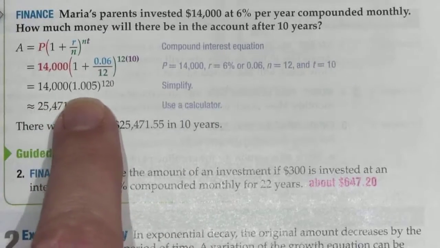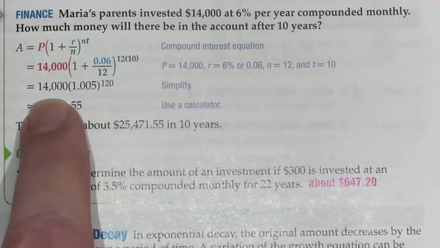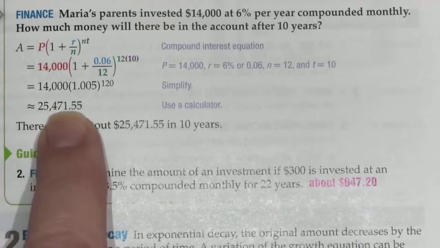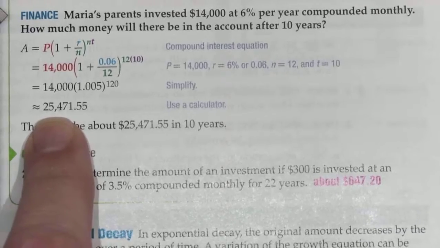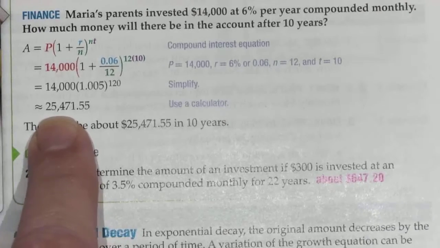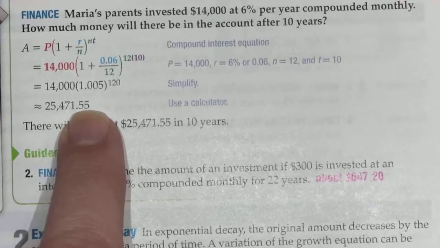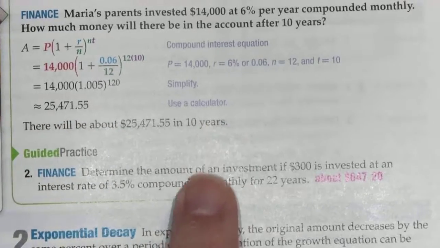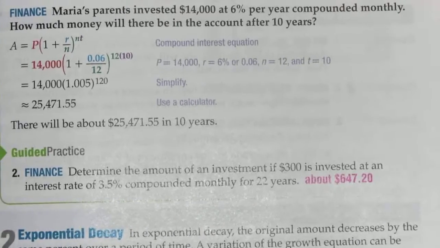All right, so we plug that in, 1.005 raised to the 120th power, then times 14,000. So after 10 years, she would have approximately, I'm assuming you can plug that into your calculator now because we've been practicing, $25,471.55 after 10 years.